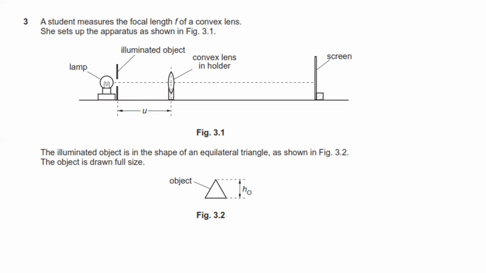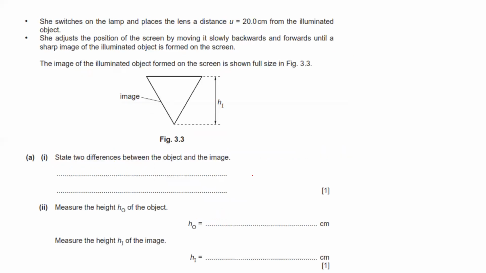The illuminated object is in the shape of an equilateral triangle as shown. The object is drawn to full size. Okay, so this is the object and this is drawn to the full size. Then she switches on the lamp and places the lens at a distance of 20 centimeters from the illuminated object.